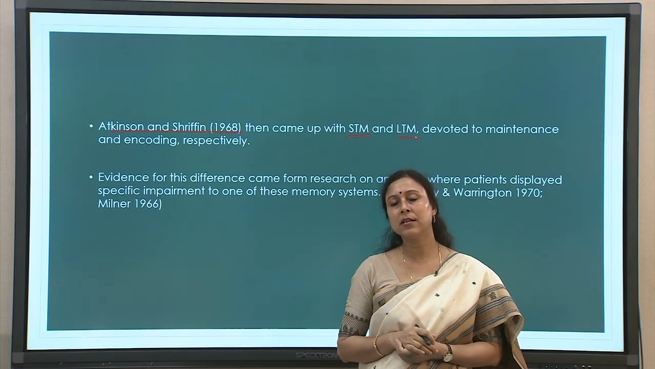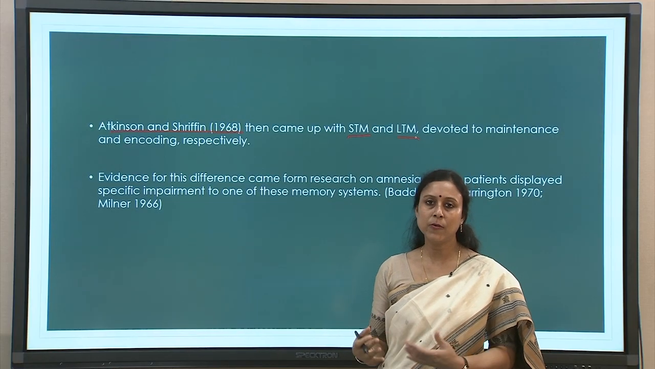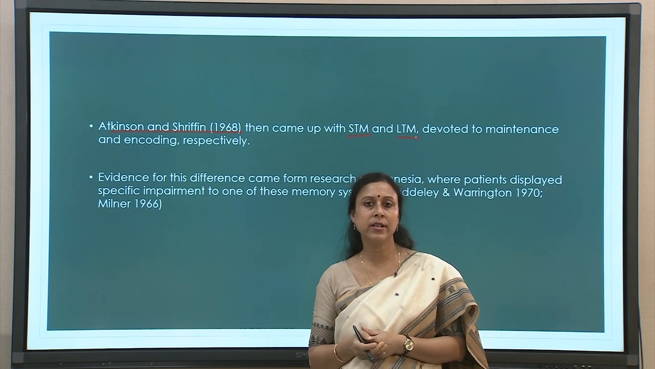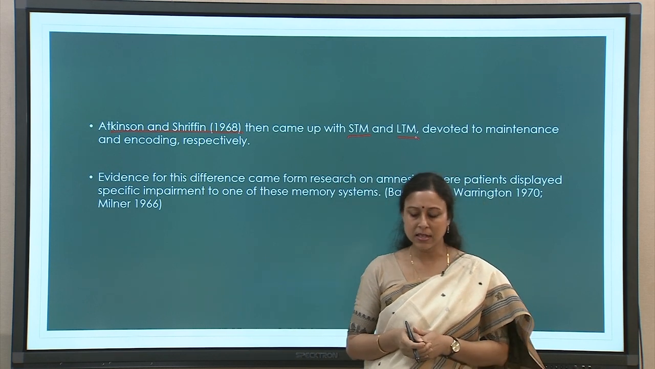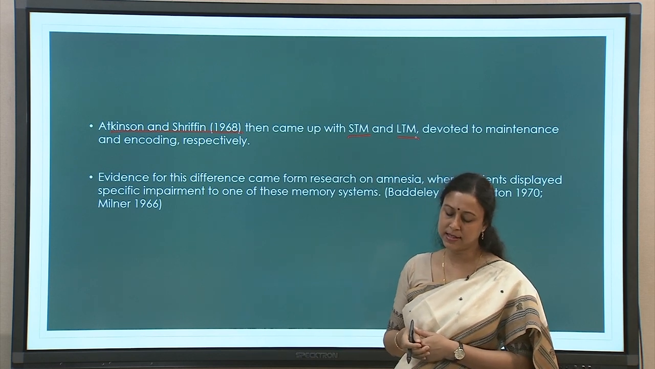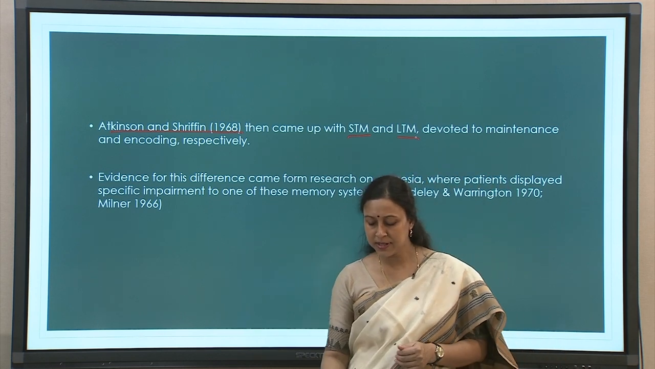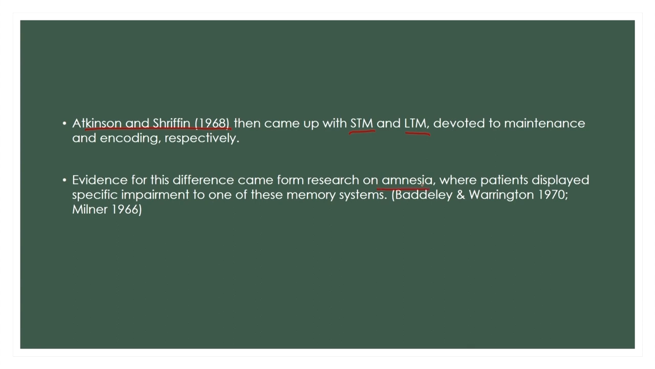Now, one might think, what made them actually go for this kind of a division? Why do we really need two kinds of memories? Turns out there was a lot of research around the late 60s, and a lot of research specifically on amnesia showed that in amnesia, one kind of memory can selectively get disrupted. This is what the findings of that time showed, and as a result, this gave a lot of evidence. There were many studies. Two of the most well-known ones are Baddeley and Warrington 70 and Milner 66. There are many others also.